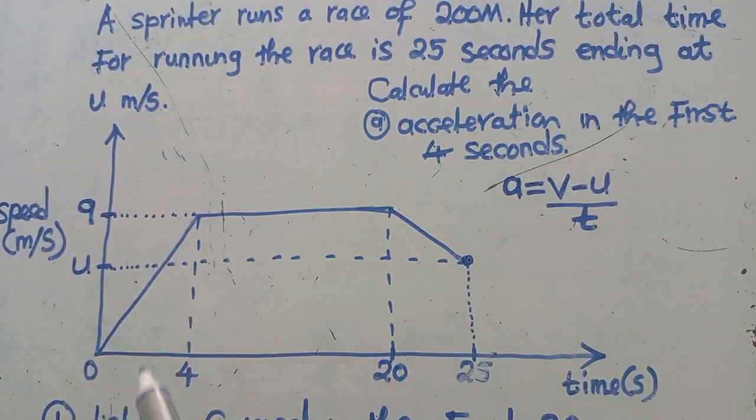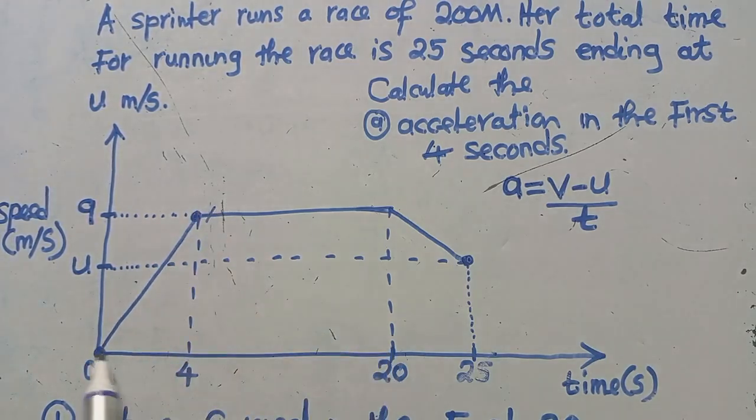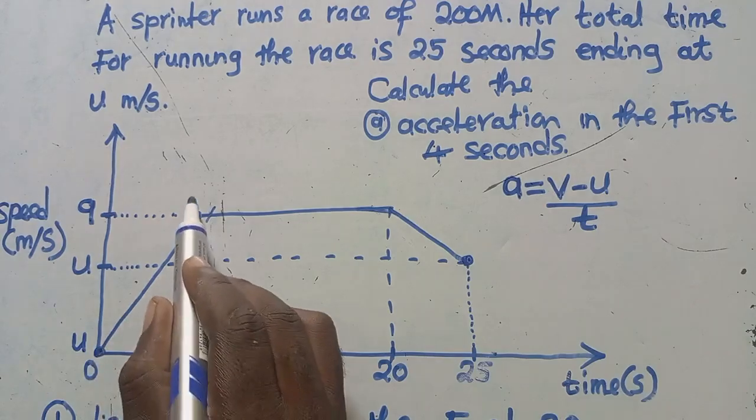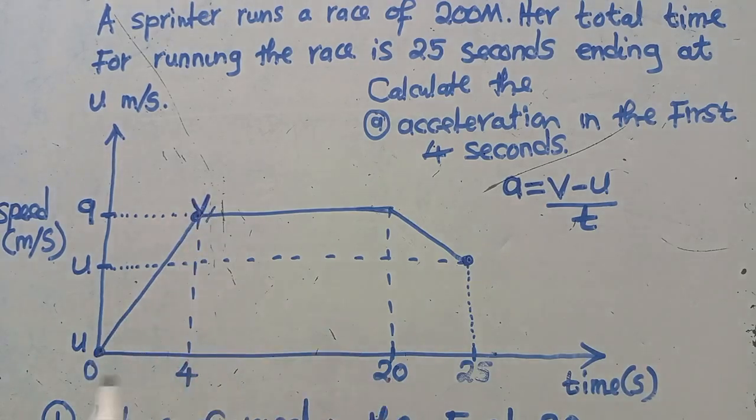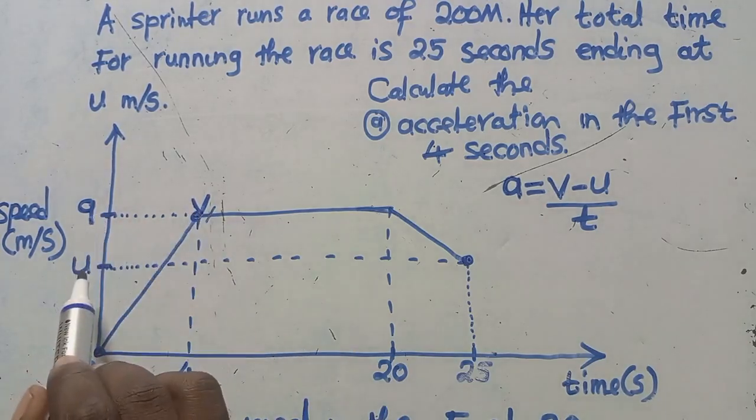Looking at the diagram here, this is a sketch that we are given. In the first 4 seconds, it's between this interval. So the time is here. This is 4 seconds, isn't it? The person was starting at 0, so this is the initial. Then ending at that point is where the final velocity is. So starting at 0, ending at 9 meters per second.